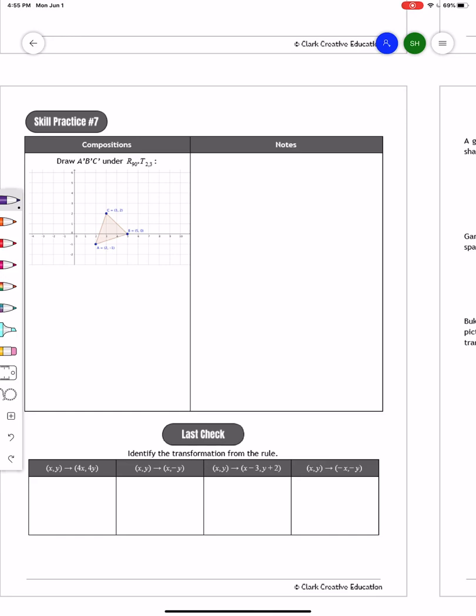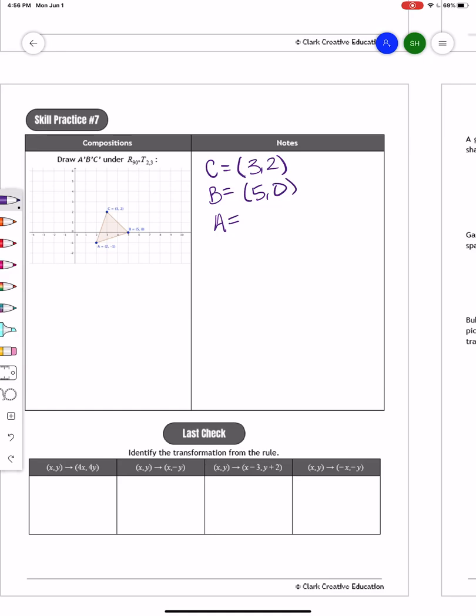So composition skills practice. All you need to do is write out these points. I don't expect you to plot them. So we have C, 3, 2. We have B, 5, 0. And we have A, 2, negative 1. Those are my original points. The first thing I'm going to do is rotate 90 degrees. When I rotate 90 degrees, I am doing what? Take a minute, think about it.